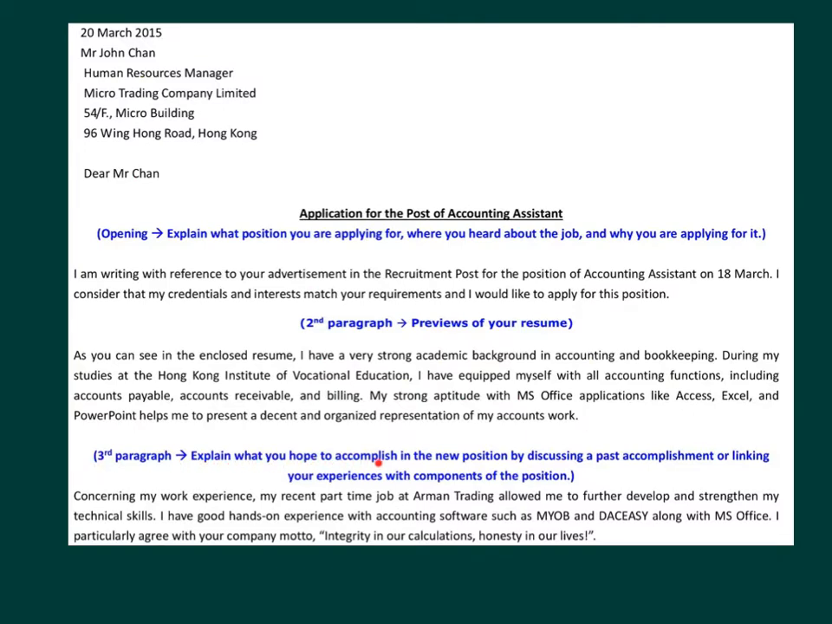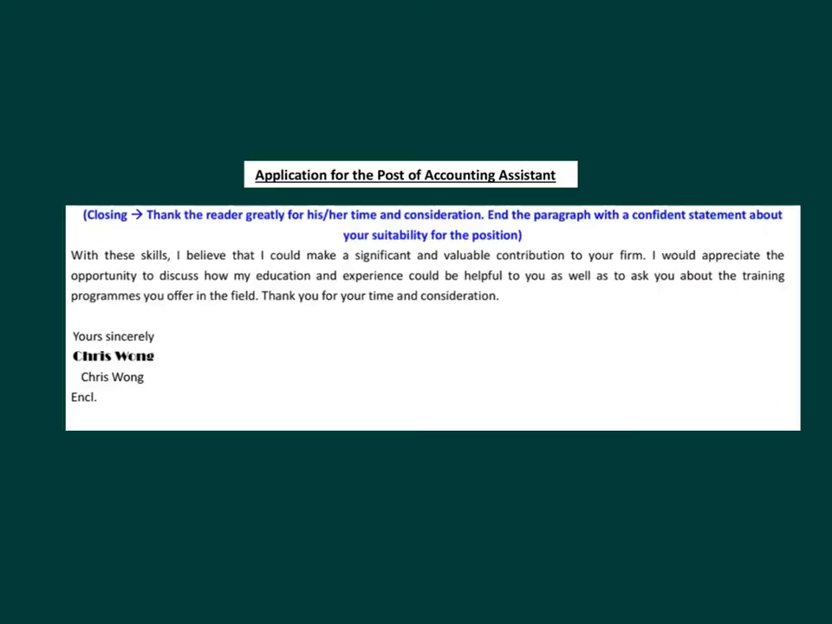Third paragraph. Explain what you hope to accomplish in the new position by discussing a past accomplishment or linking your experiences with components of the position. For example, concerning my work experience, my recent part-time job at almond trading allowed me to further develop and strengthen my technical skills. I have good hands-on experience with accounting software such as Mayob and That's Easy along with MS Office. I particularly agree with the company motto, integrity in our calculations, honesty in our lives.